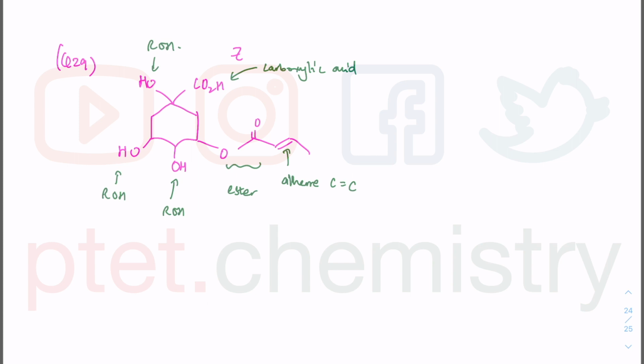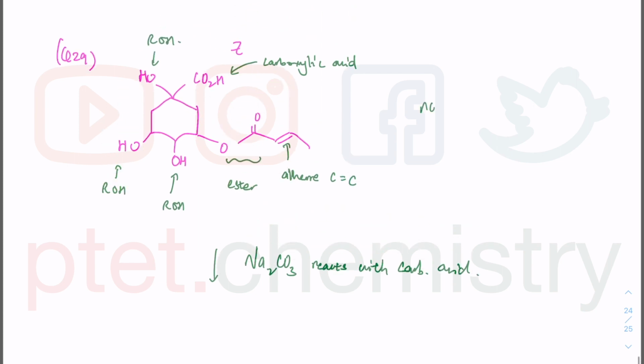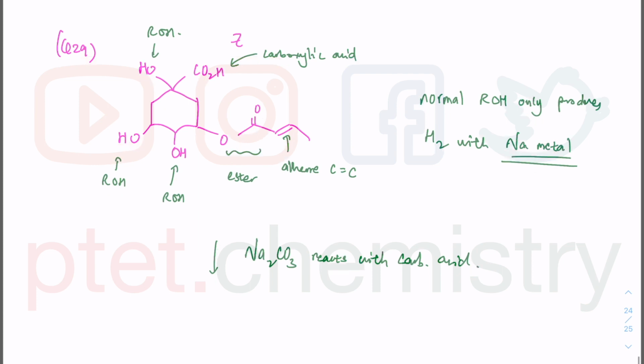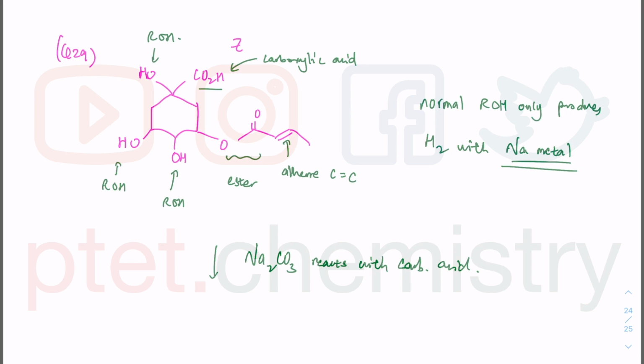They want sodium carbonate. So sodium carbonate reacts with acid. So you're looking for just the carboxylic acid group. What is produced in a good yield? Normal alcohol only produces H2 with sodium metal in a redox reaction that I talked about in one of the earlier questions. So this is an acid plus carbonate reaction, so it's just this particular thing that will react.